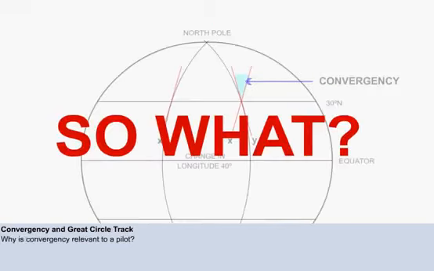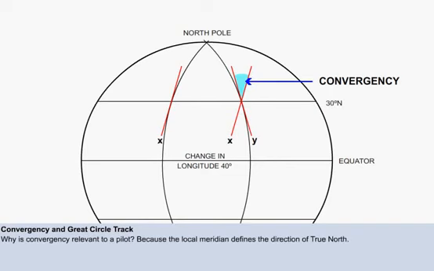We now have a formula for calculating convergency. However, it might not be immediately obvious why a pilot should wish to know what the convergency between two meridians at a particular latitude is. This might be fascinating stuff to a cartographer, but why is it relevant to practical flying? To answer, we need to understand that true north at any point is the direction of the local meridian.